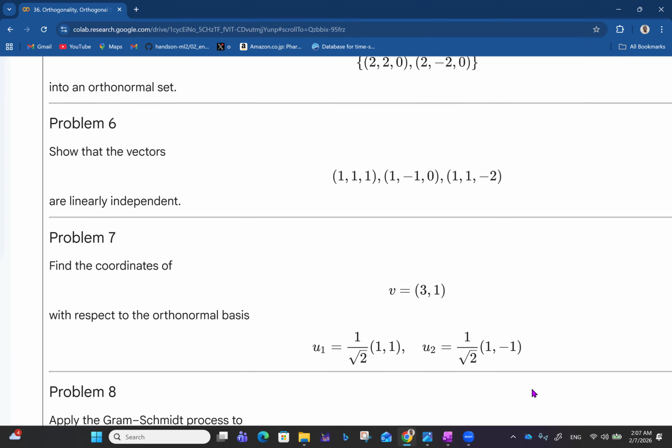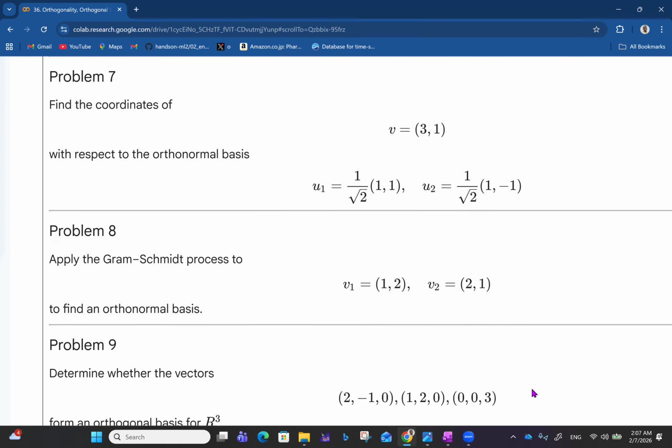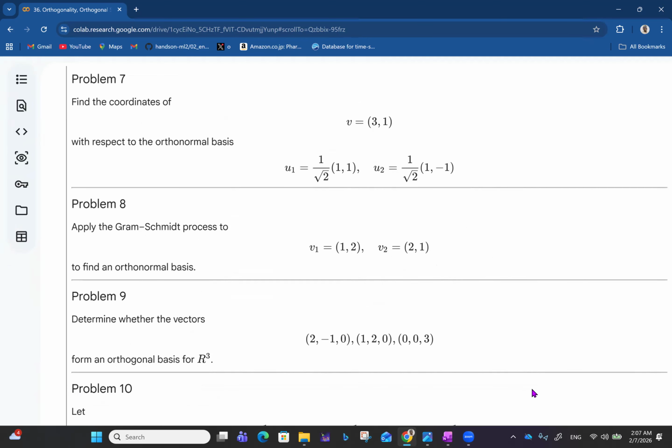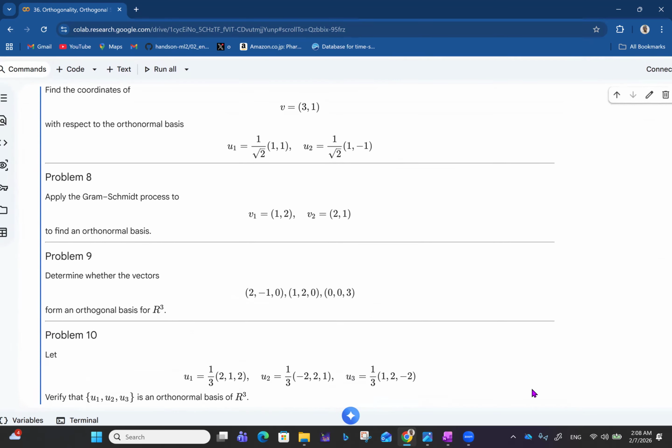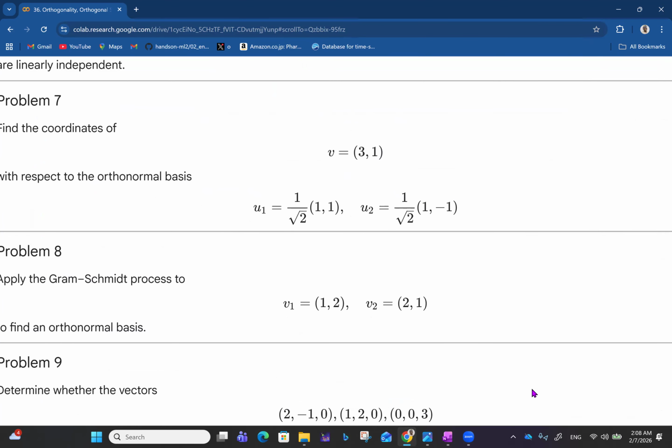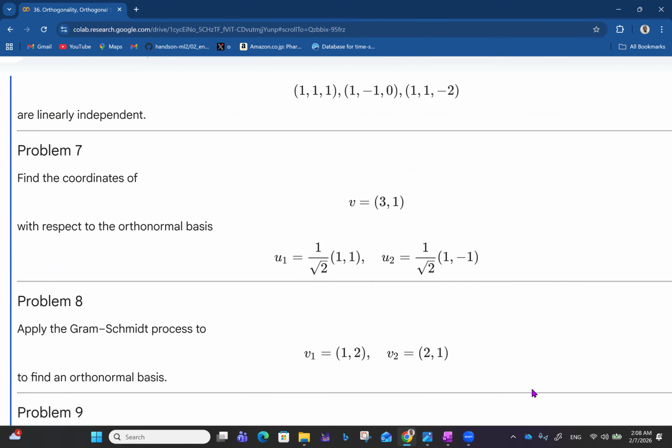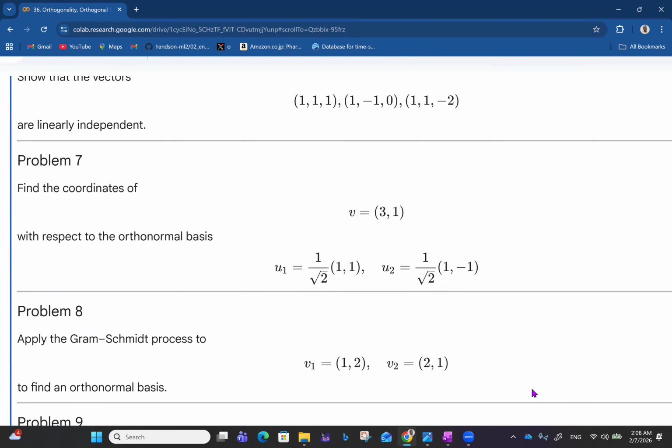Okay, we've done 7. Let's do 7 to 9 now, or even 7 to 10 if possible. Okay, that's too much. So let's do 7 to 8 and then 9 to 10 later. Find the coordinates of v = (3, 1) with respect to the orthonormal basis. Of course, we already know how to find coordinates. That's like you have u1 dot v times u1, then u2 dot v times u2. So you put them together like that.